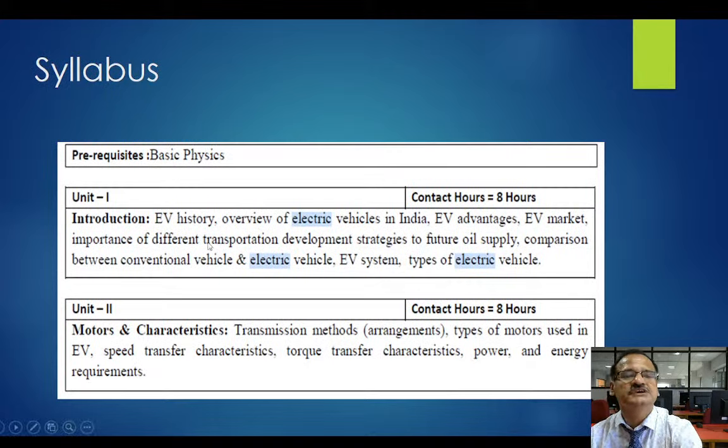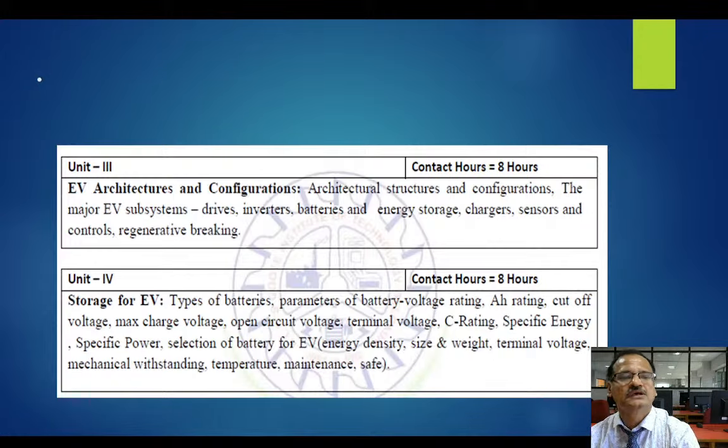So you can see here the syllabus prerequisite is basic physics. You need to know only basic physics, and you can see all the EV history, electric vehicles in India, advantages, all those things in unit 1. In unit 2, you will see all those motors which are required in the electric vehicle.